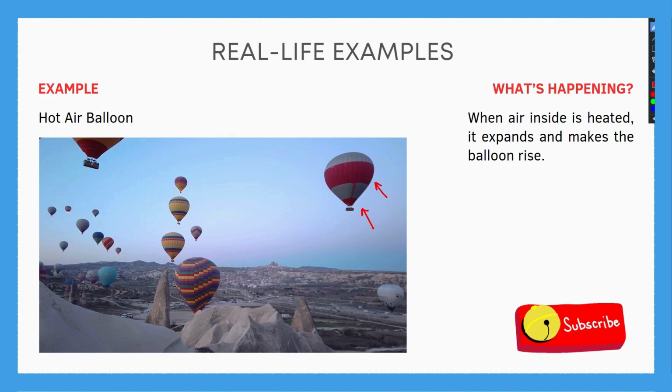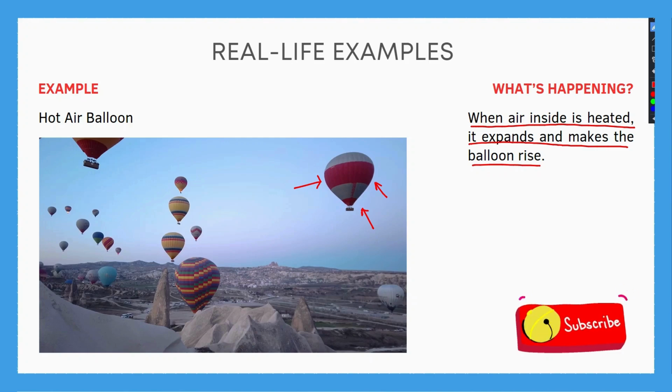And when that happens, the hotter that gas or that air gets in the balloon, the more volume that air will occupy, which is why this balloon here is expanding. So what's happening in the hot air balloon is that when the air inside is heated, it expands and makes the balloon rise and float in the air.